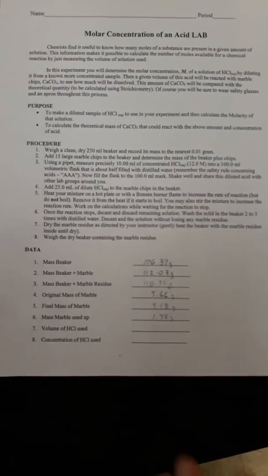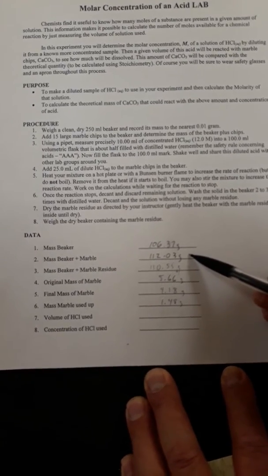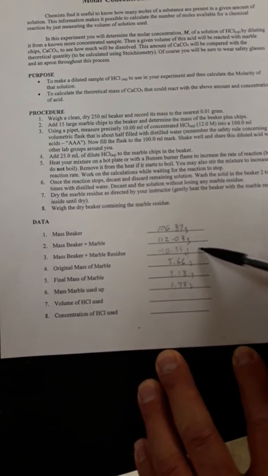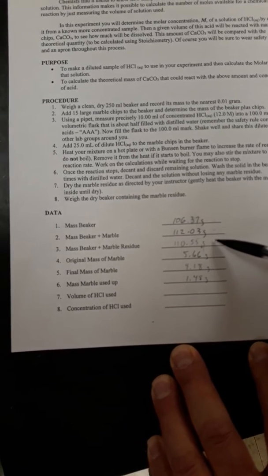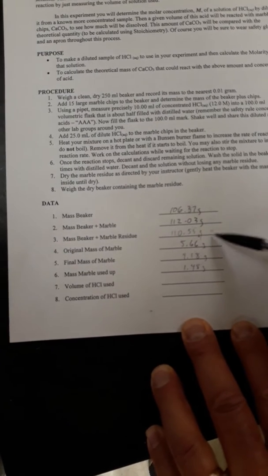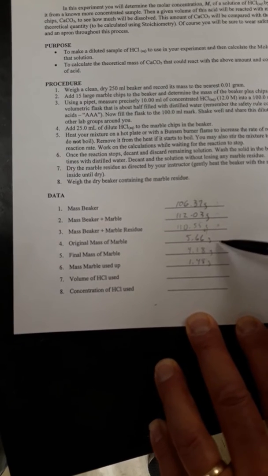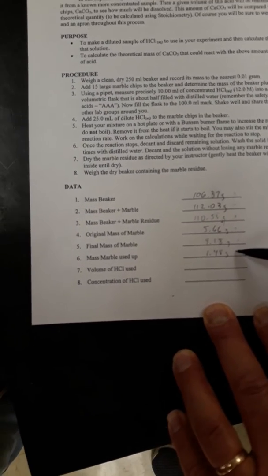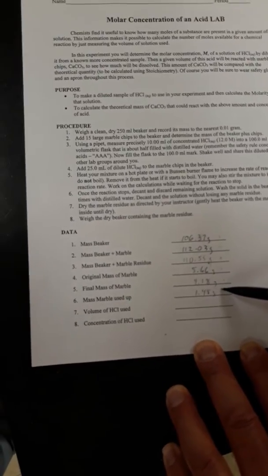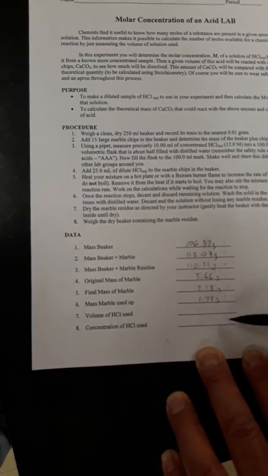Okay, we now have all of our data. This was our initial weight of the beaker. This was the beaker with the 15 large marble chips. This is the weight of the beaker with the marble that was left over after the reaction. So if you subtract these two, we get the mass of the original marble. If we subtract these two, we get the mass of the marble that's left over. And then if we subtract these two, we get the mass of the marble that was eaten away by the hydrochloric acid. Now we'll flip over to the back and I will show you how to do the calculations to find the volume used and the concentration used.